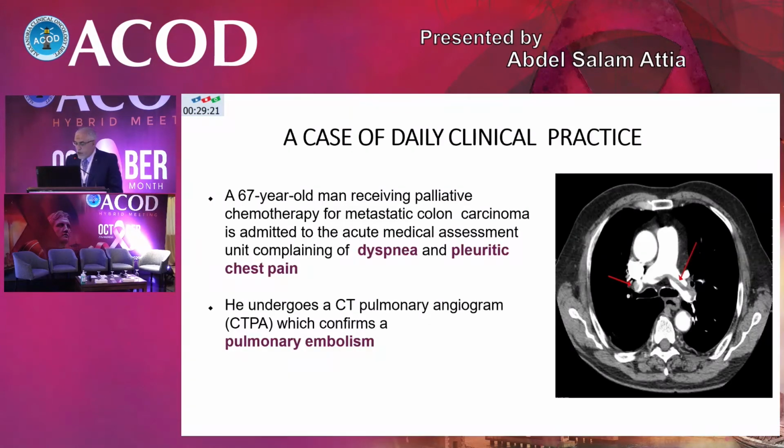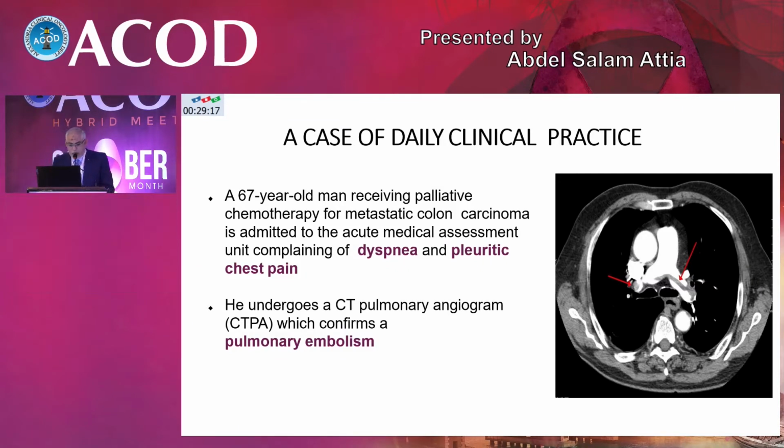Why? Let us start with a daily case that we are seeing every day. This 67-year-old man receiving palliative chemotherapy for metastatic colon carcinoma is admitted to the emergency room complaining of dyspnea and pleuritic chest pain. He undergoes a chest CT pulmonary angiogram, which confirms the diagnosis of pulmonary embolism. Why did this happen?